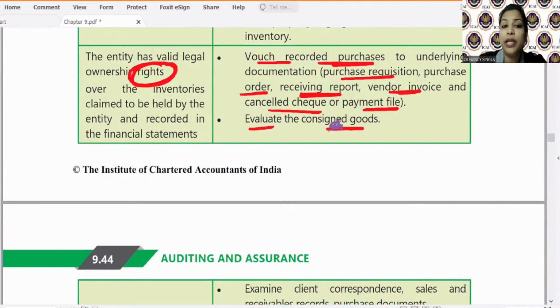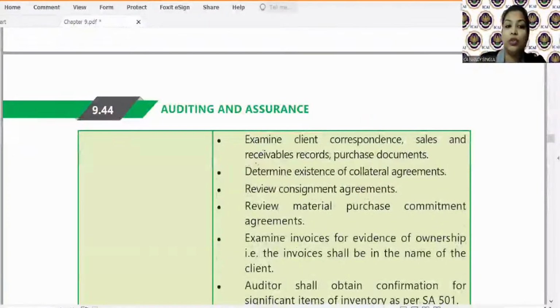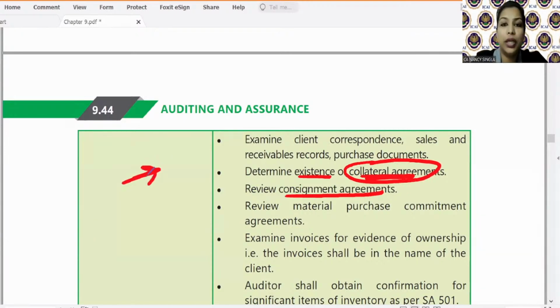Okay? Evaluate the consigned goods, and with respect to consigned goods, the auditor will what? He will review the consignment agreements, right? Further, the auditor will see the existence of collateral agreements. If the inventory has been given as a security, then with respect to that, the auditor will see the agreements, whether all the conditions, all the terms that are prescribed in that agreement have been complied with by the company or not. Auditor will also review the material purchase commitment agreement.